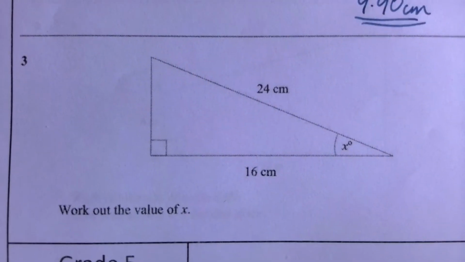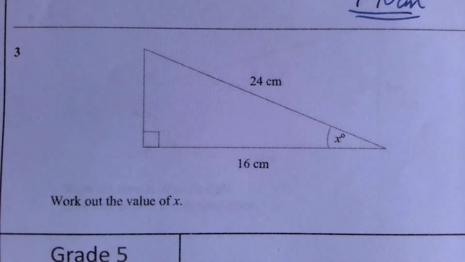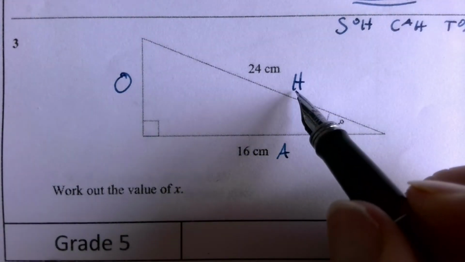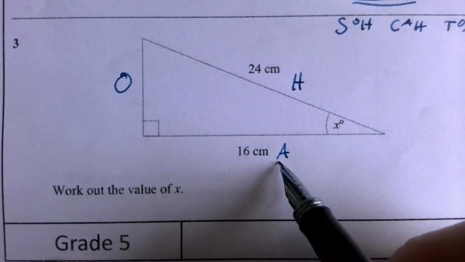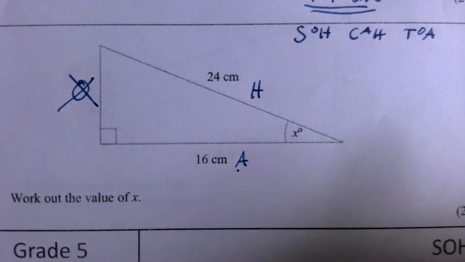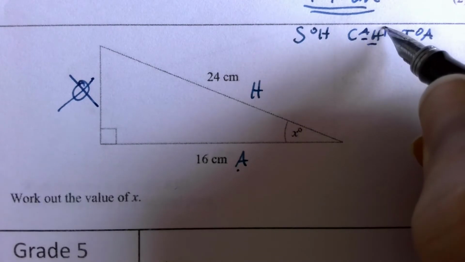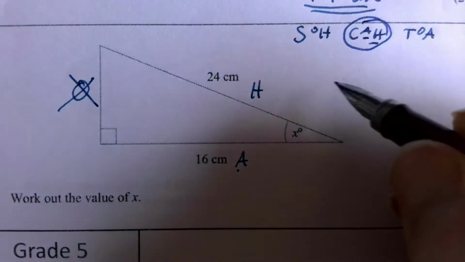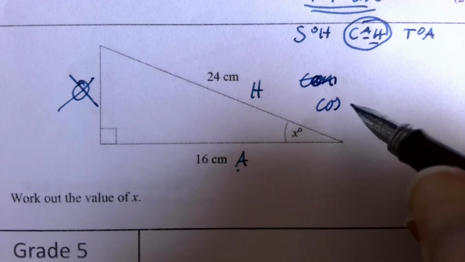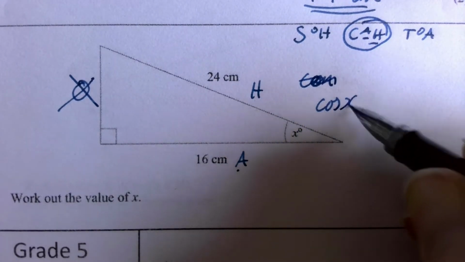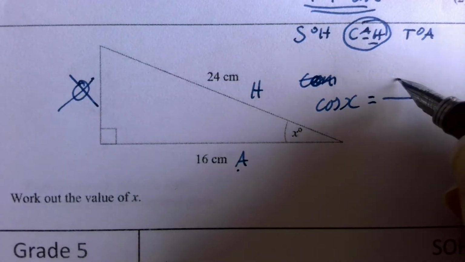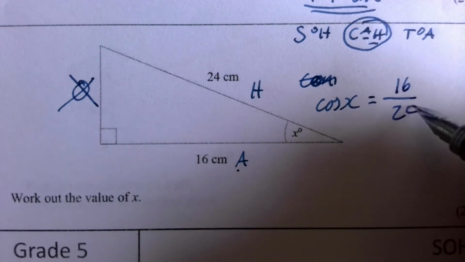Moving on to question 3. Pause the video, give it a go. So here again we've got the hypotenuse, we've got the adjacent, the opposite is irrelevant, so we are looking at the A and H of CAH. So cos the angle, now the angle this time is what we want, so you write cos x equals, the adjacent goes on the top, the hypotenuse on the bottom.